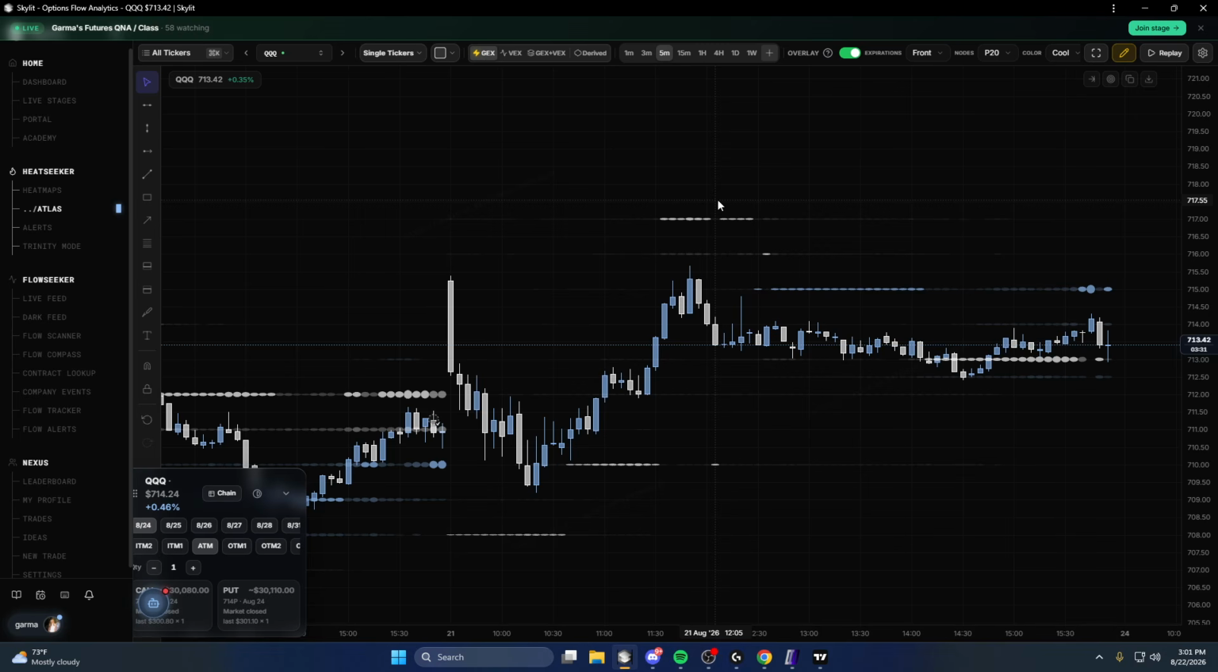Nah, I didn't know order flow. I knew Skylit since February. I learned order flow like two or three months ago, I think back in April. So I've been trading order flow for like three to four months now.